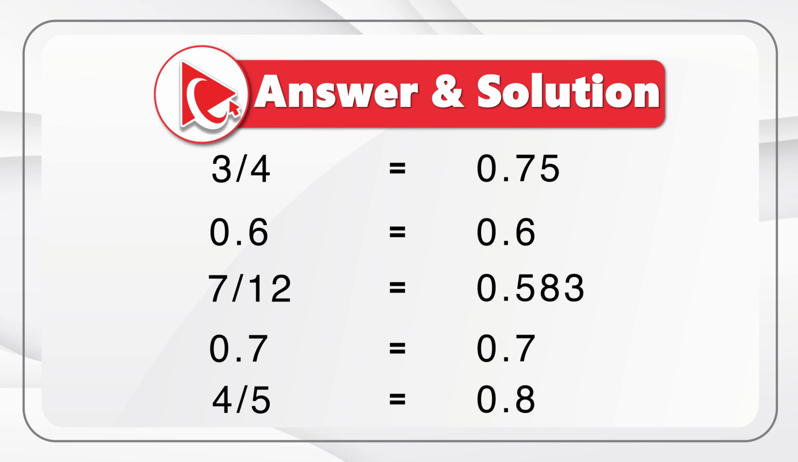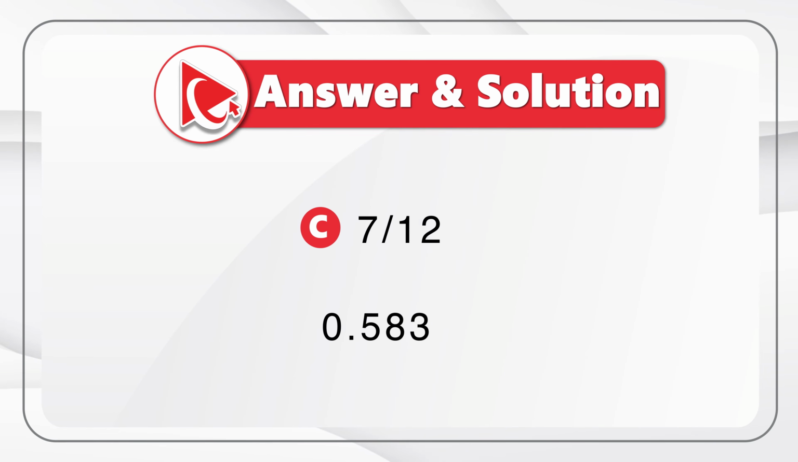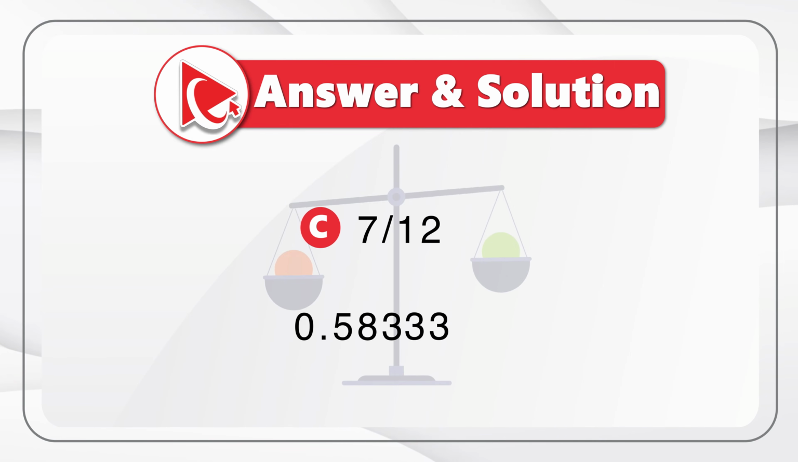Now you can easily see that the smallest value is choice C, 7/12, which is approximately 0.58333.